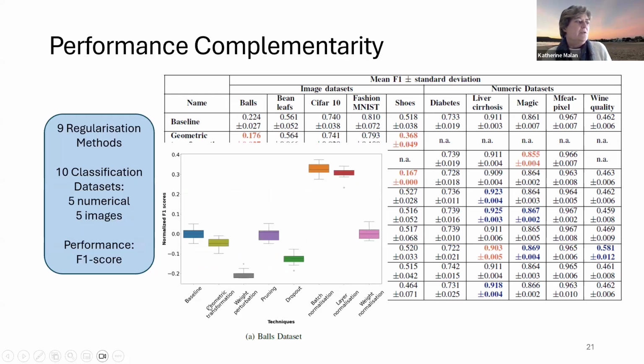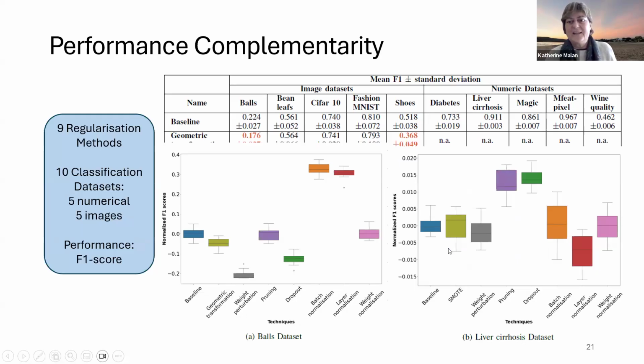For this data set, the baseline is doing no regularization. If you do things like batch normalization and layer normalization, it improves the generalization. It improves the F1 score significantly. But if you do weight perturbation, it decreases, it makes it worse. So we have performance complementarity in regularization of deep neural networks.